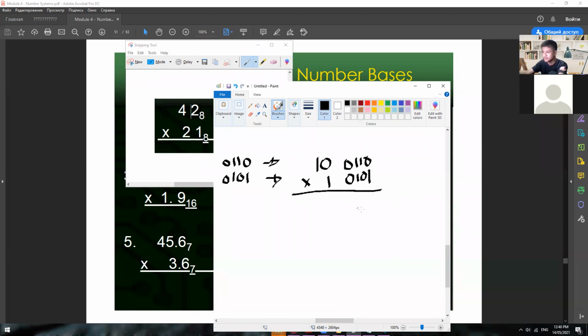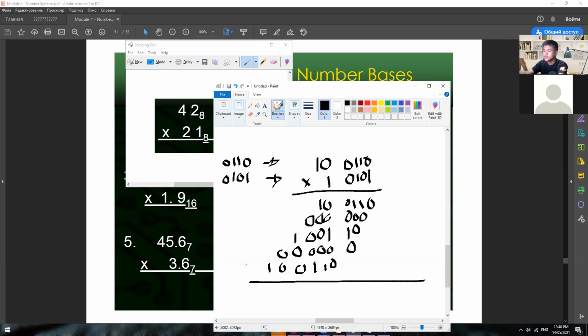So if it's 1, just copy everything as it is. If it's 0, then just make everything 0. If it's 1, again, just copy everything. So 0 right here, 1, 1, 0, 0, 1. If it's a 0, again, just make everything 0. And next one is 1, so just copy everything. 1, 0, 0, 1, 1, 0. Okay, and then from here, you can now perform binary addition.